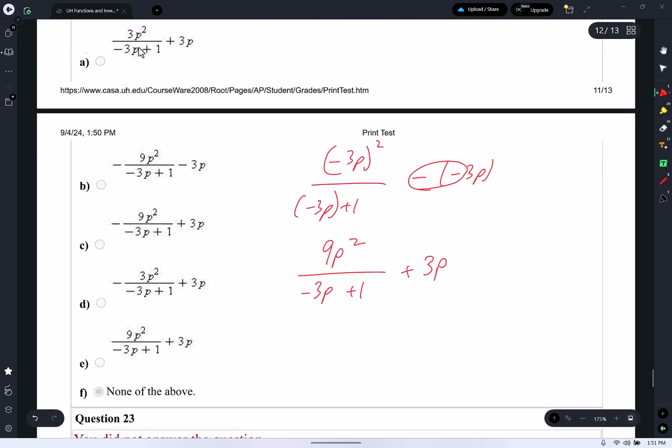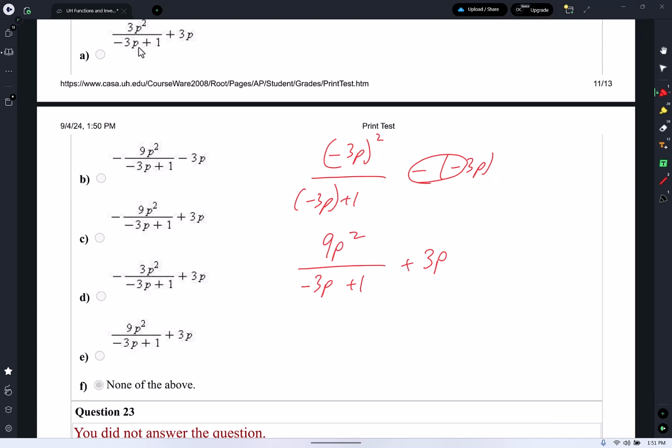That's cool. And yeah, so now I'm looking for that, guys. A's out, B's out because they have the negative in the front. C's out. Oh yeah. Okay, I was already getting worried. Letter E.